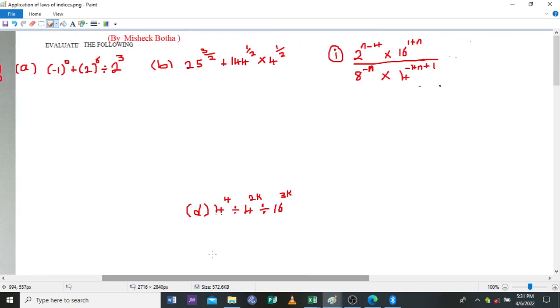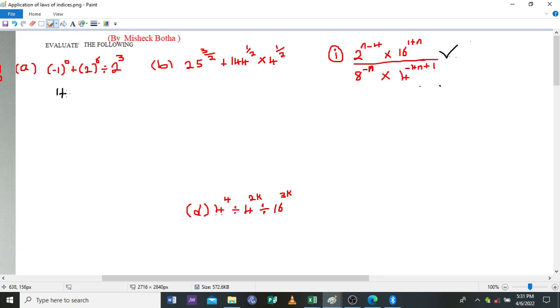Right, let's get started. The first question we have is evaluate the following. So remember, we are evaluating, but then some we are simplifying. I'll be telling you that this one we are simplifying, this one we are evaluating. Like this one will just be simplifying. Now the first one here, we know that any number to the power 0 is simply 1.